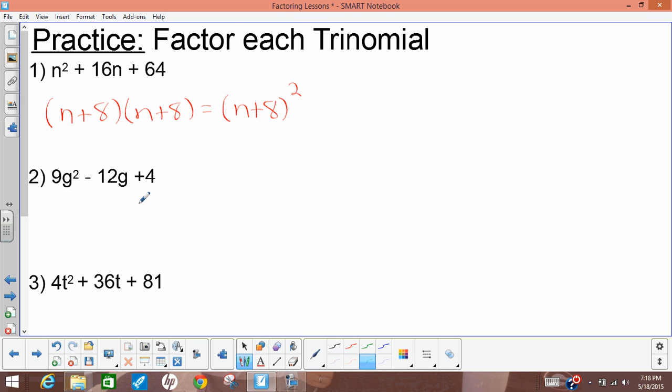Number 2, because we end up with a minus sign there, we're going to end up with 3g minus 2 times 3g minus 2. Remember, a way to check your answer is to go back and multiply those two factors together and make sure you get the same polynomial we started with. If these were pluses, you'd have a plus 12 there. So in order to account for that, we make these minuses. So we can say 3g minus 2 squared.